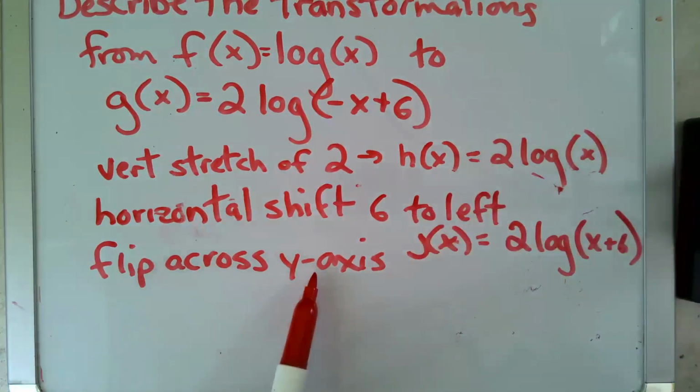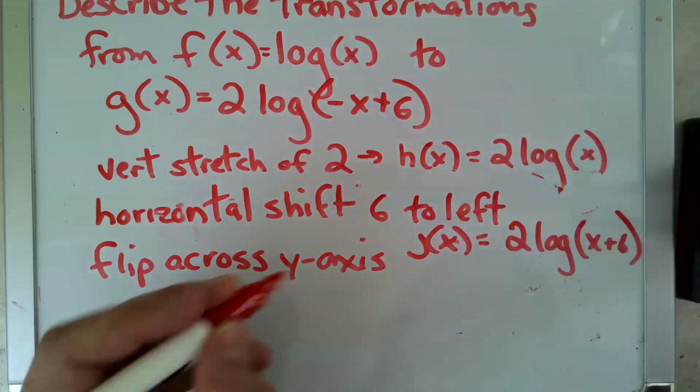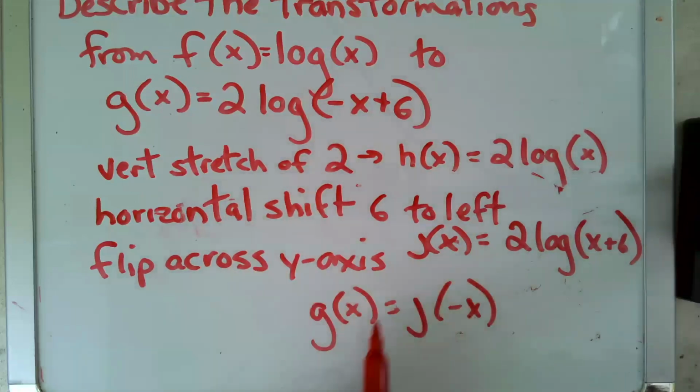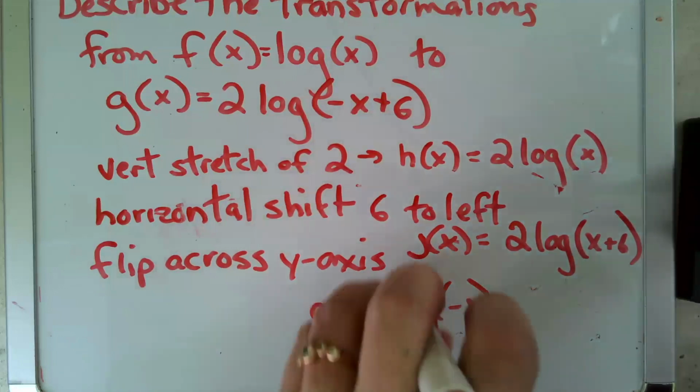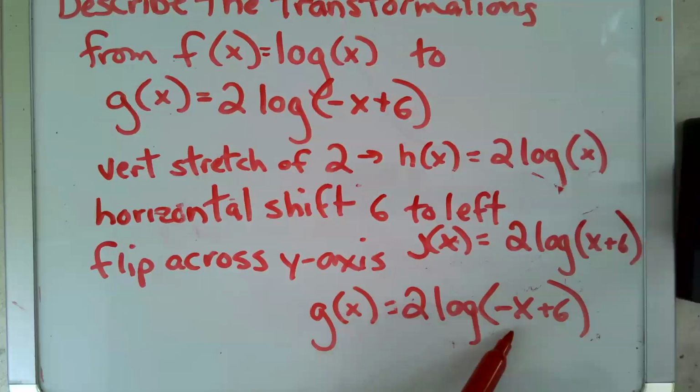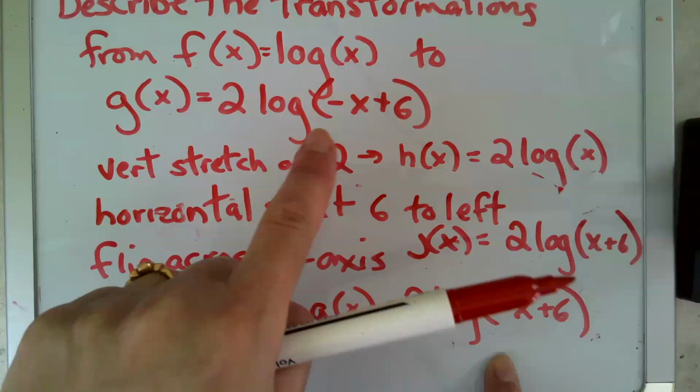Now, when we flip across the y-axis, that means our g of x will equal our j of negative x. That means where we see an x, we substitute in negative x, and we have our 2 log negative x plus 6. All right, so order does matter here. So as you name your transformations, you need to go ahead and check and make sure that the order you're doing them in is going to result in the function transformation you're looking for.